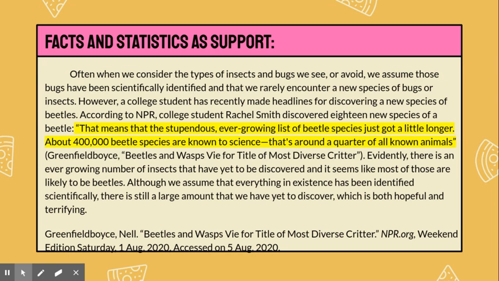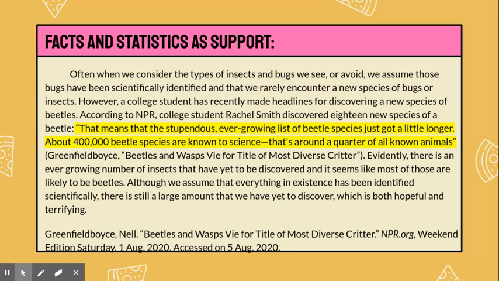About 400,000 beetle species are known to science. That's around a quarter of all known animals. Evidently, there is an ever-growing number of insects that have yet to be discovered, and it seems like most of those are likely to be beetles. Although we assume that everything in existence has been identified scientifically, there is still a large amount that we have yet to discover, which is both hopeful and terrifying.